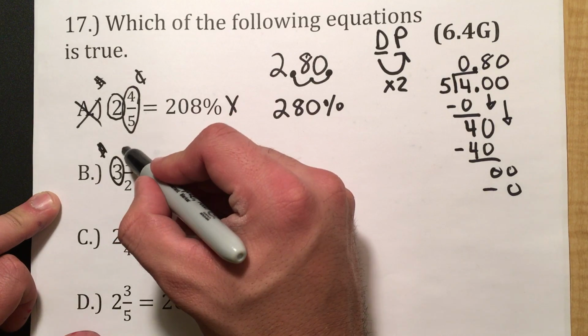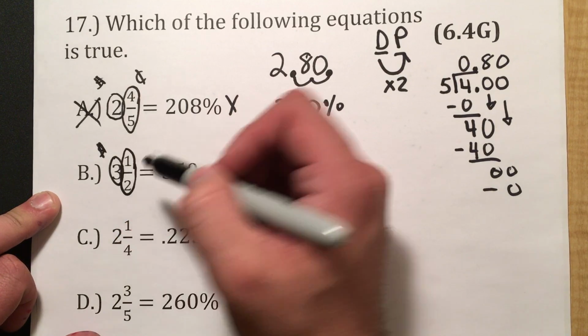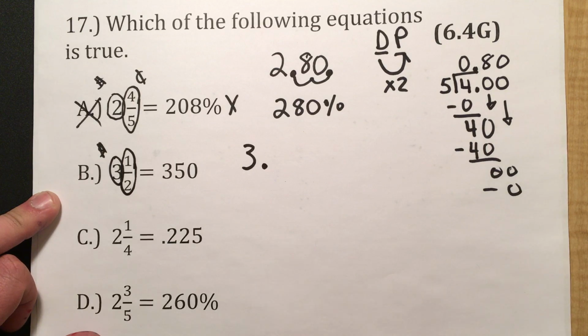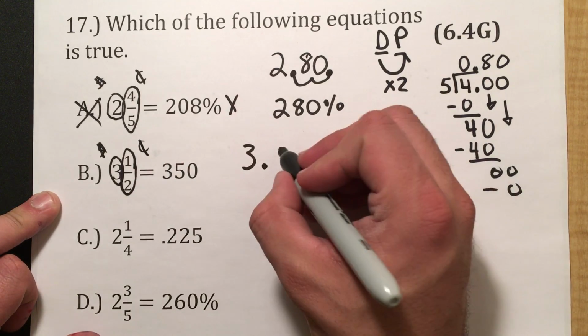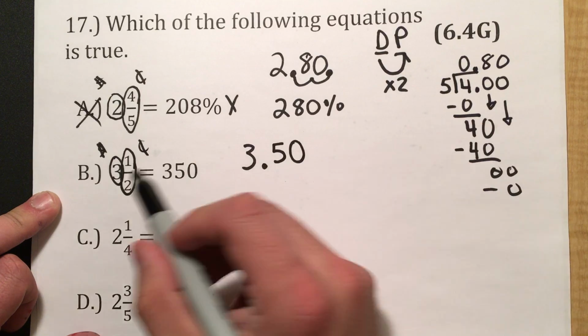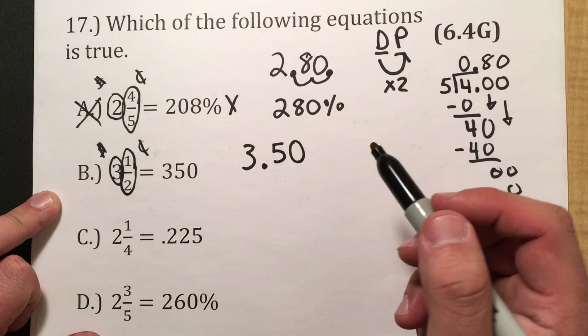And 1/2, I highly recommend that you memorize this. 1/2 is equivalent to 0.50. If you haven't already, those are our cents. So that's equal to 3.50. And if you forget that, you could divide 1 by 2.